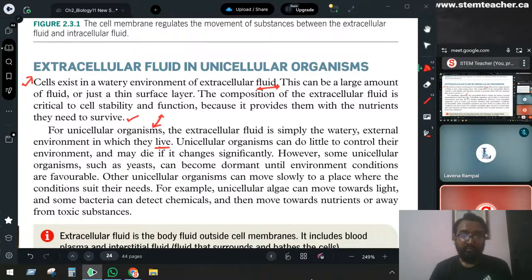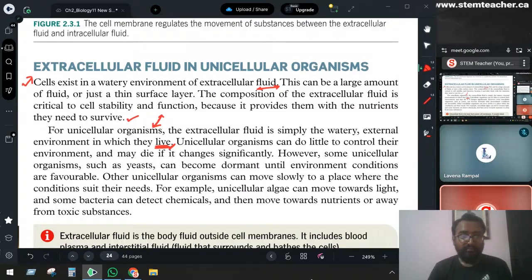Unicellular organisms can do little to control their environment. Bacteria and fungus will not control their environment. They grow and they die. That's it. But in multicellular organisms, the things are connected and they need a living mechanism. It is not only growing and dying. That's why fungus can develop. It will not process each and everything, but the processing is there. So for living things, communication is there. So everything we need is with the help of the cell membrane.